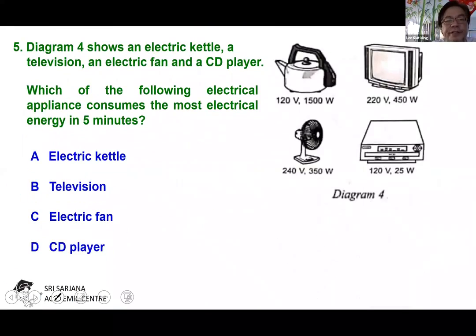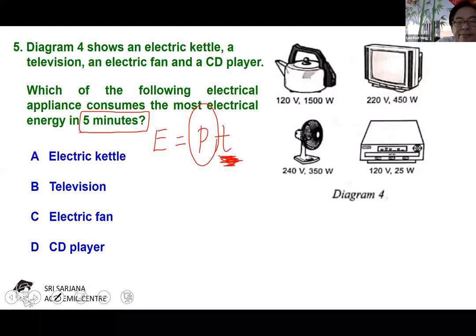Which one of these consumes the most electrical energy? Energy, again, will be PT. Understand? Then you look at the power, and look at the time. Time is the same for everyone, 5 minutes. So this one is constant. Then be smart. Look at the power. If the power is higher, then energy consumed will be higher. That's why people who buy very high power electrical items, their energy consumed becomes higher. It's like a more powerful aircon. The word is power. The more powerful the aircon, the higher the power.